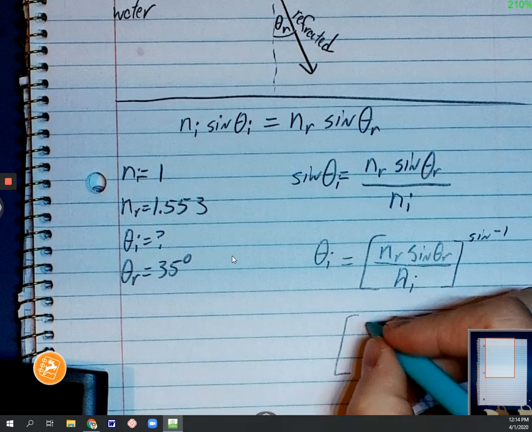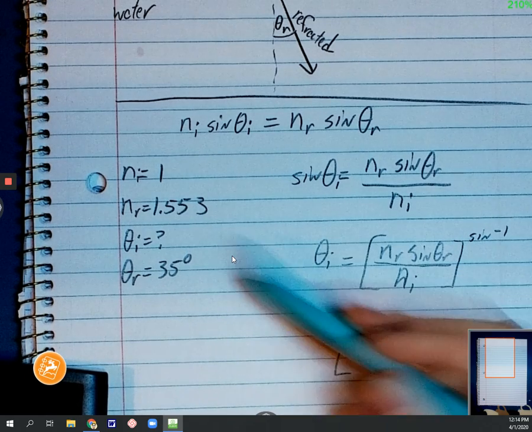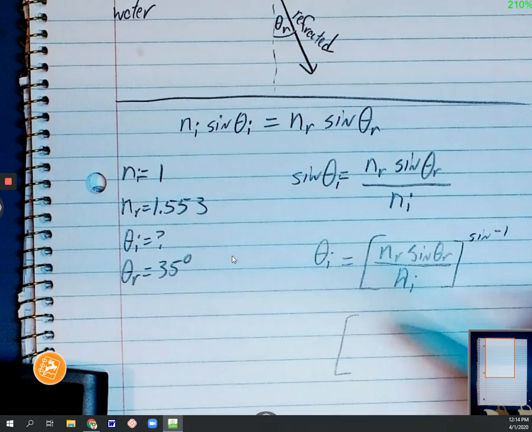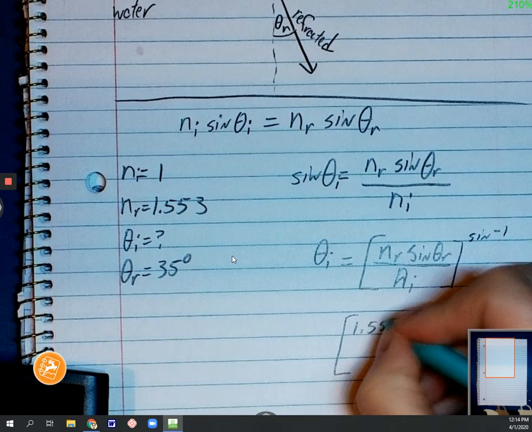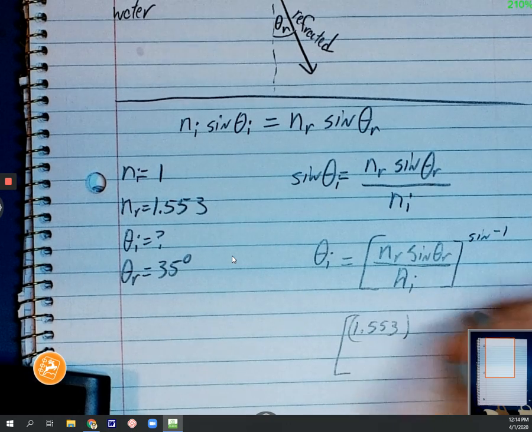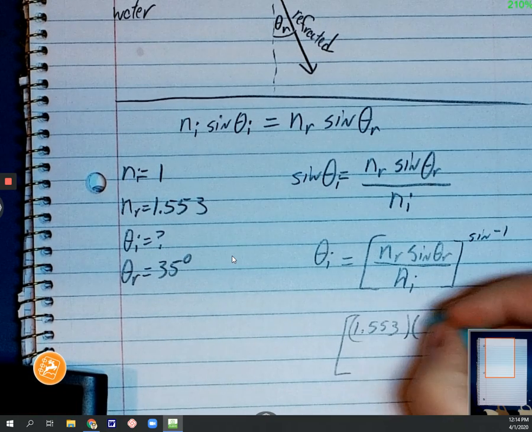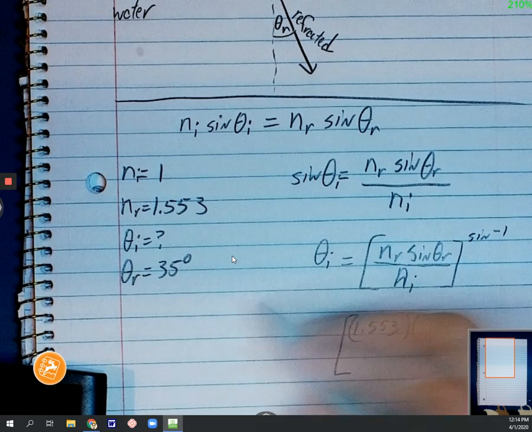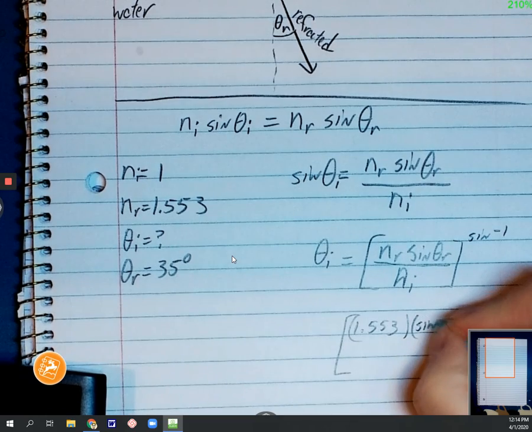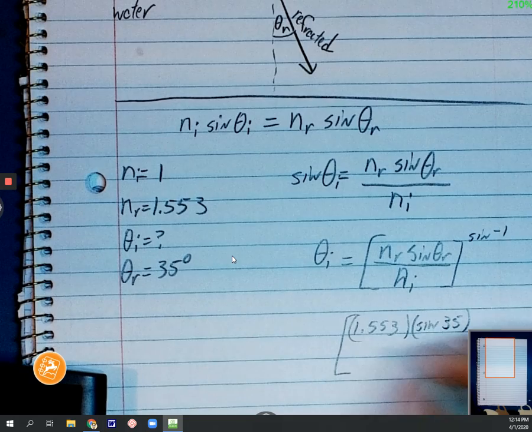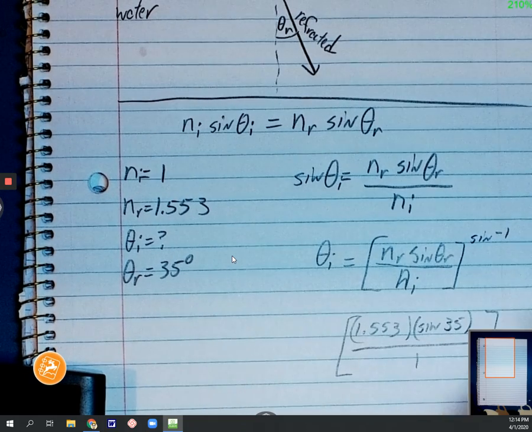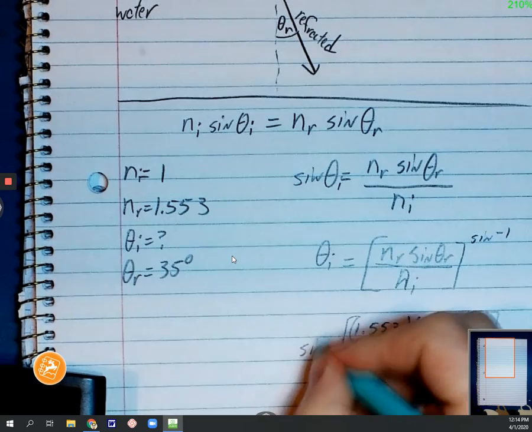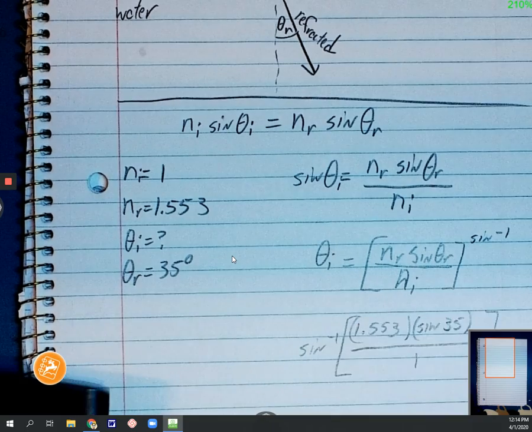Let's plug in numbers here. My index of refraction in my amethyst is 1.553 times the sine of 35. All of that is going to be divided by 1. And I'm going to take sine to the negative 1 of all of that.